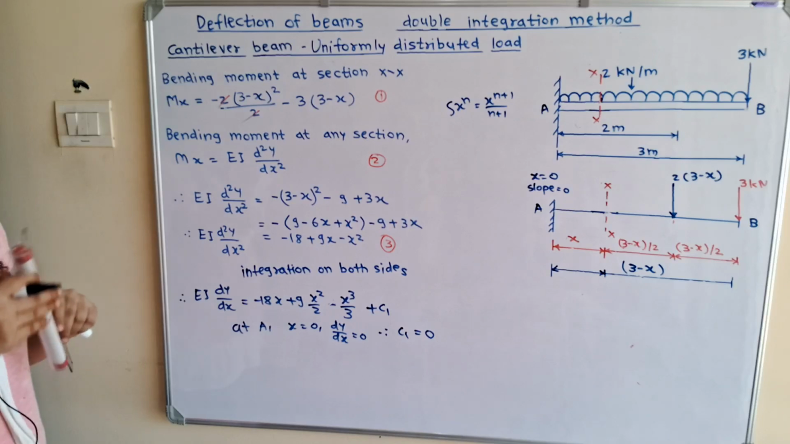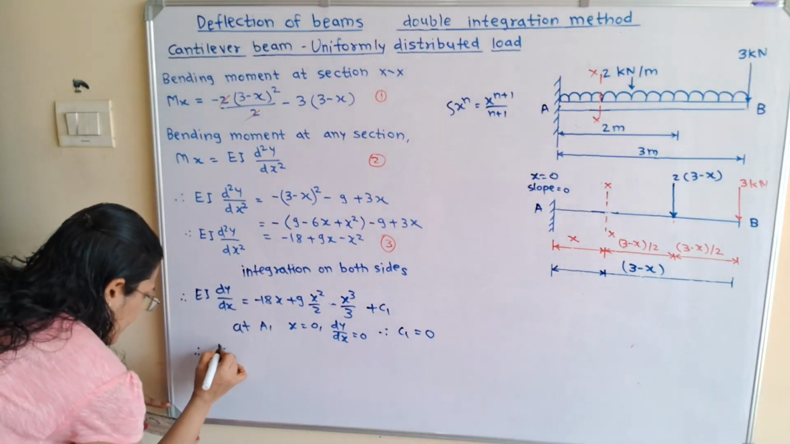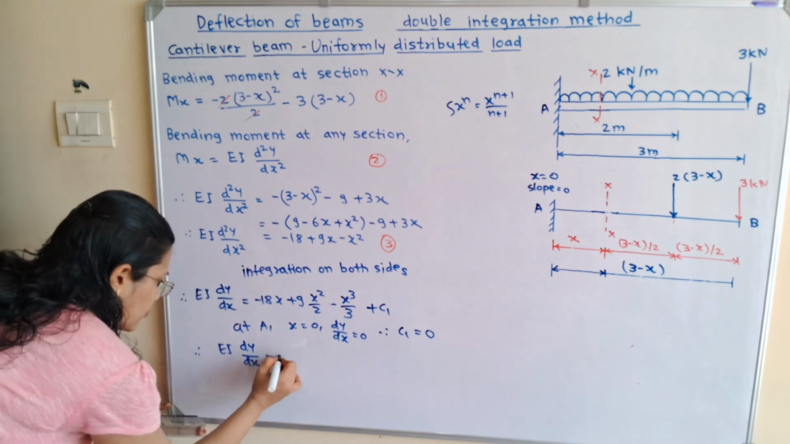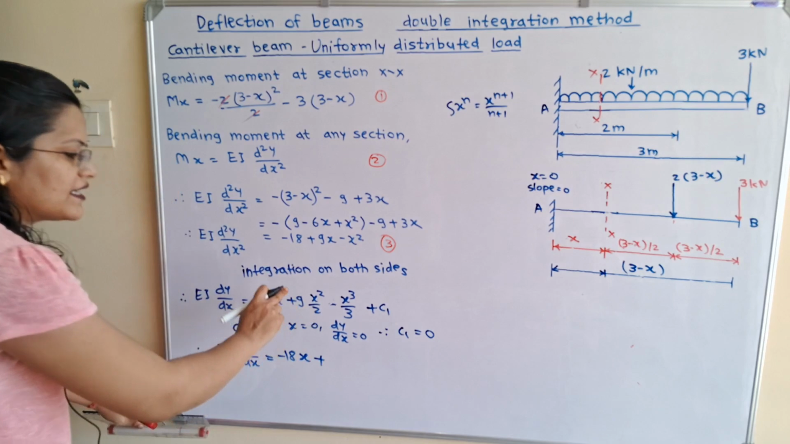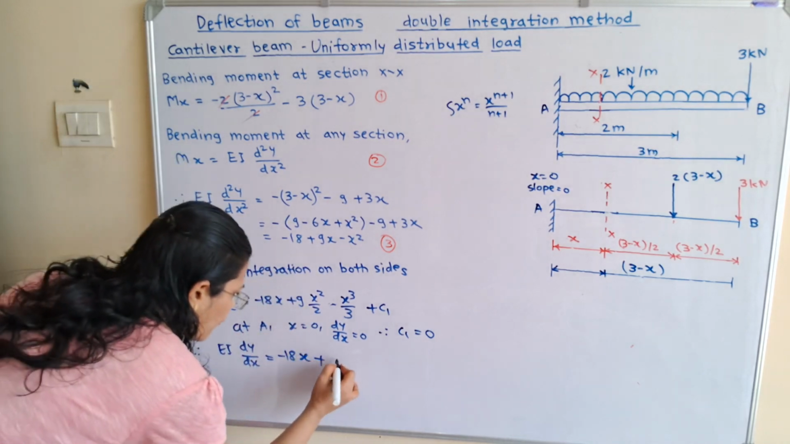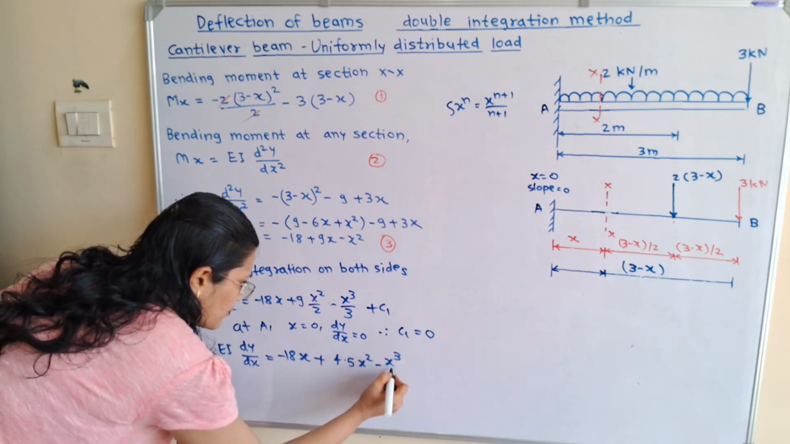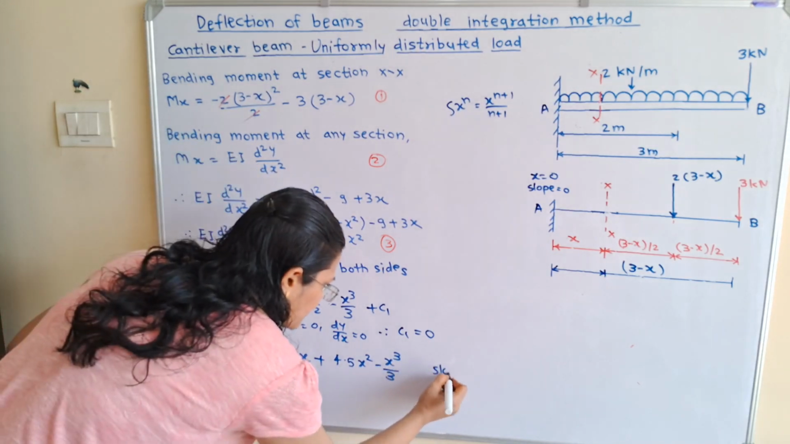So how we can get the slope equation? Therefore the slope equation is EI dy by dx is equal to minus 18x plus, now this 9 divided by 2, so it will become 4.5 x square, minus x cube by 3. So this is the slope equation.